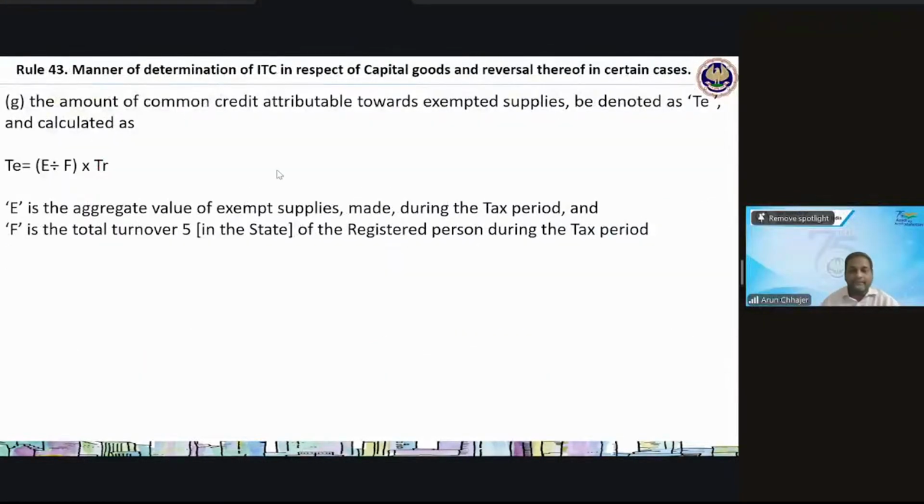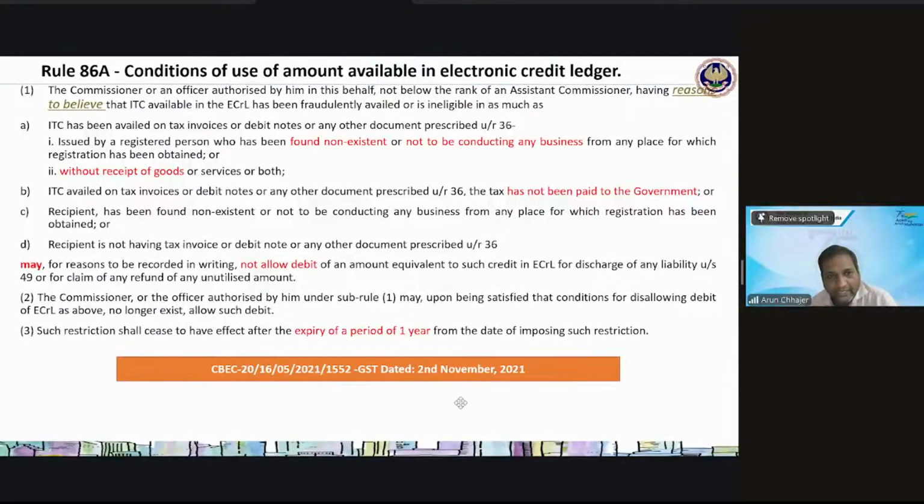Rule 86A says that the Commissioner or an officer authorized by him in this behalf, not below the rank of Assistant Commissioner, having reason to believe. The words "reason to believe" must come in the exam. Whenever you are writing the answer, this word has to be there: reason to believe.